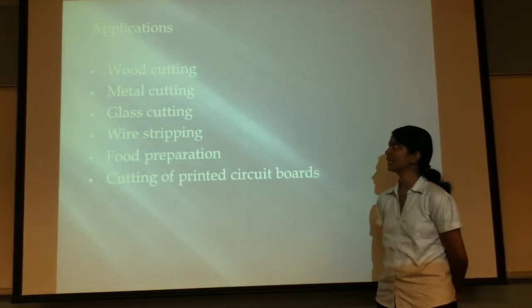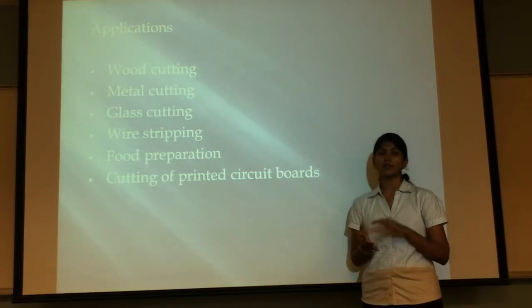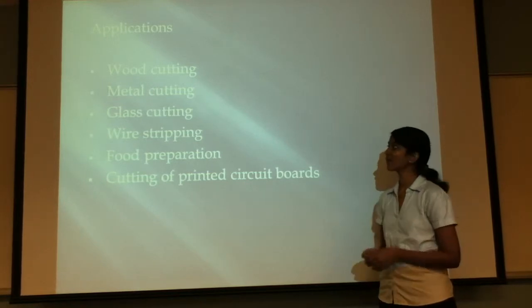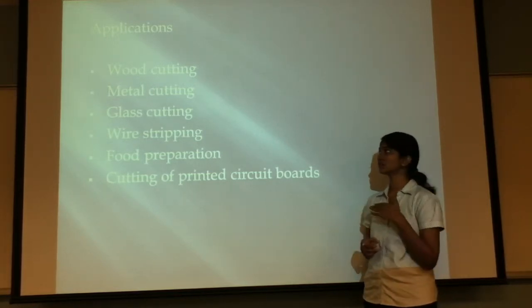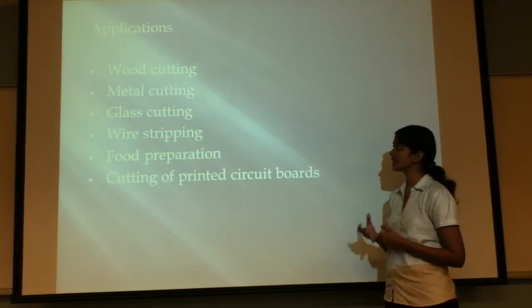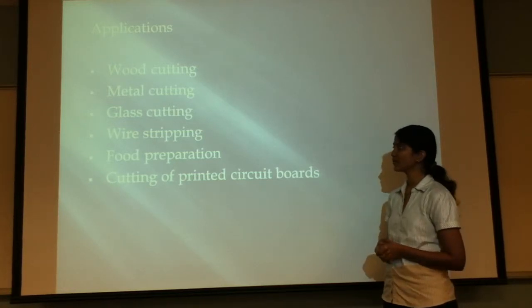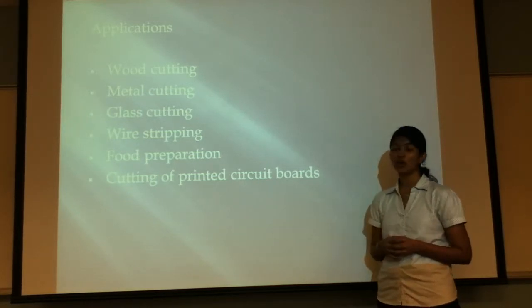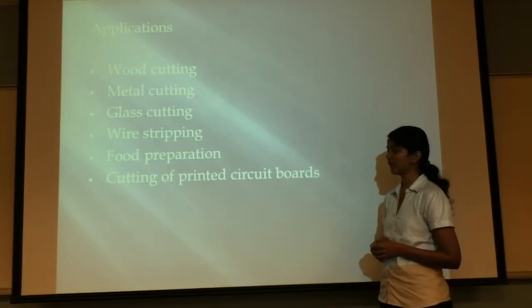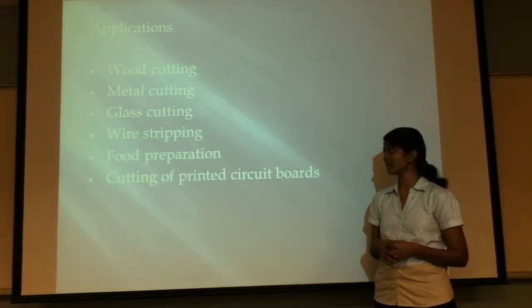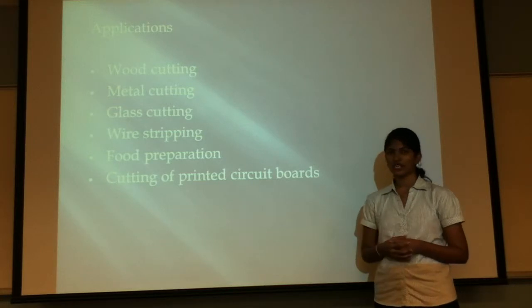The applications of water jet cutting are wood cutting. As wood is a softer material than other materials like steel, the wood is directly cut. Metal cutting: depending on the thickness and the material of the metal, water jet cutting is done. Glass cutting is similar to metal cutting. Wire stripping: if there is no abrasive, the stream flow is enough to remove the whole insulation of the wires without damaging the wire material. Food preparation: in foods like bread, the cutting is necessary where water jet cutting is used.